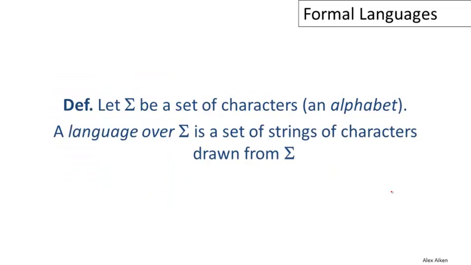So let's begin with a definition. A formal language has an alphabet, so some set of letters sigma, and then a language over that alphabet is just a set of strings of characters drawn from the alphabet. In the case of regular languages, we had certain ways of building up sets of strings of characters, but other kinds of languages would have different sets of strings. And in general, a formal language is just any set of strings over some alphabet.